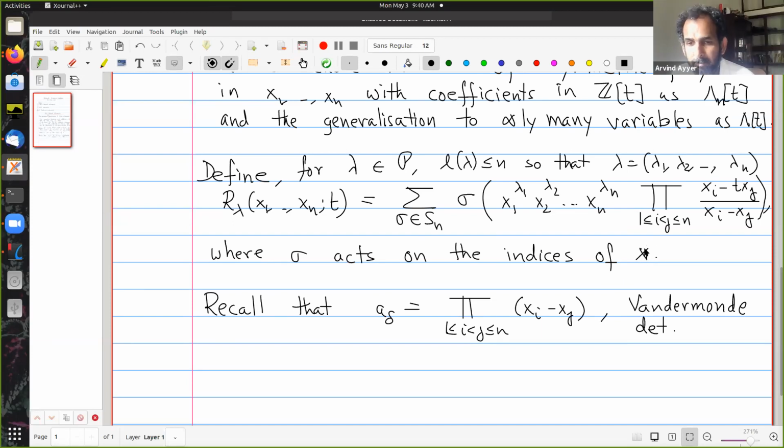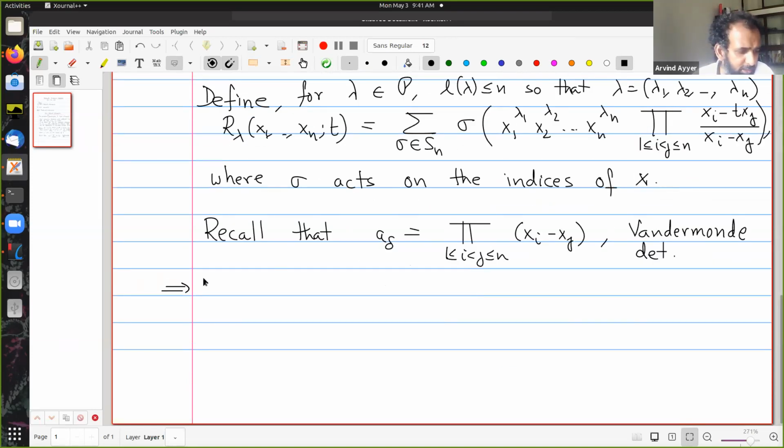So I really need sigma to act on the indices of x, not on the indices of lambda. Thank you. So that's what I was about to say. Now when you see what sigma does, the denominator does not depend on lambda, but it will pick up a sign depending on the sign of sigma.